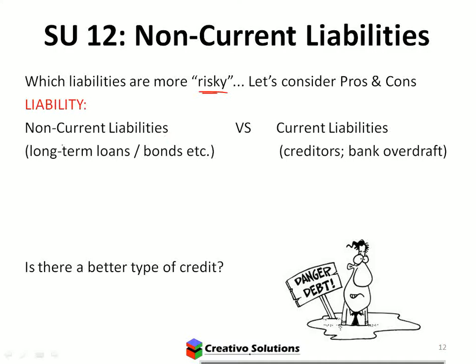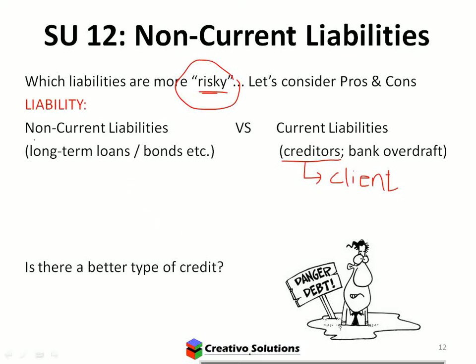If we're looking at liabilities, the only liability you guys have seen is the creditors. So who is your creditor? Your client, from a law point of view. That would be a current liability, it wouldn't be a non-current liability. If we look at long-term loans or bonds or other, in terms of risk, risk is relative. You get high risk and you get low risk, it depends.